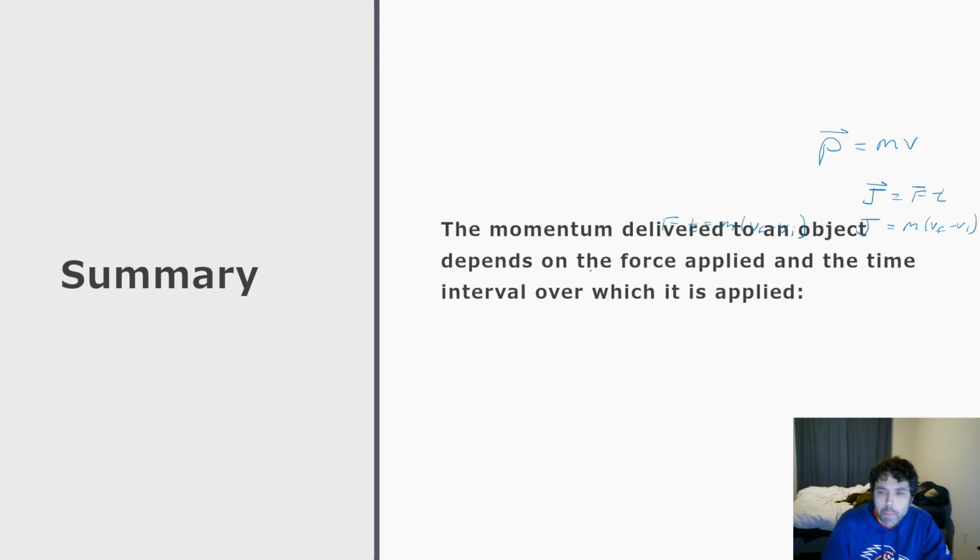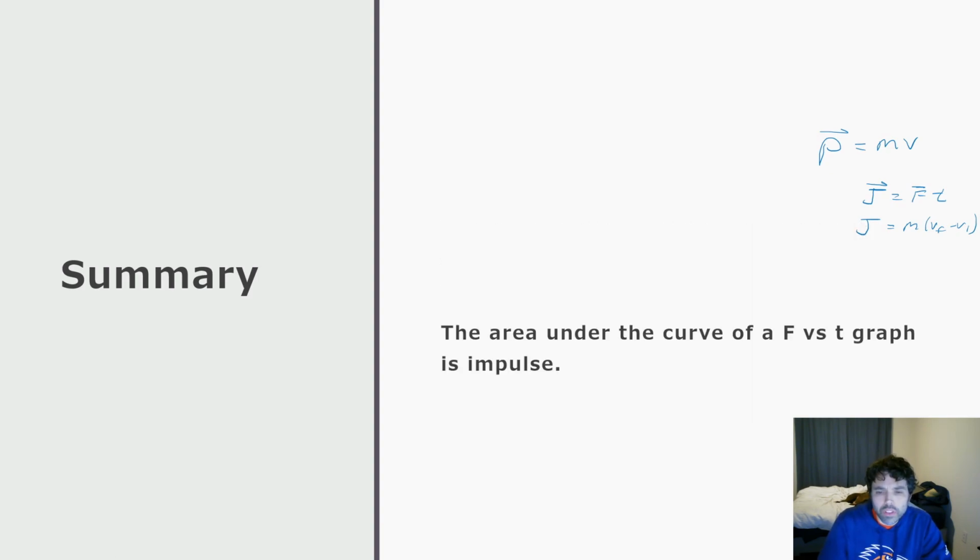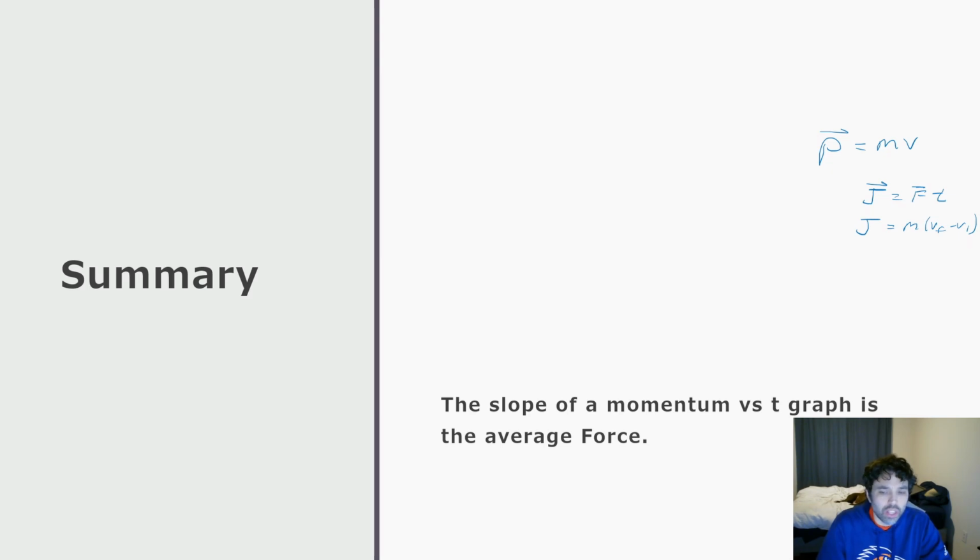What else did we learn? We learned that the momentum delivered to an object depends on the force applied and the time interval over which it is applied. So we saw graphs of force time, and we saw how most of the time in real life they're going to go kind of like this. But we'll get problems where it's not, whether it's just a flat line or a triangle or whatever, right? But we remember that on the force time graph, the area under the curve is impulse. And we learned that the slope of a momentum versus time graph is the average force.